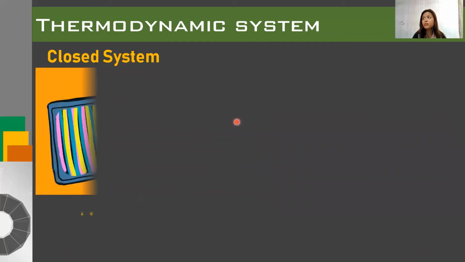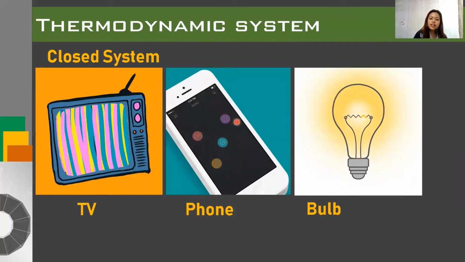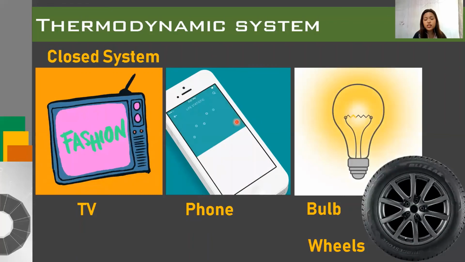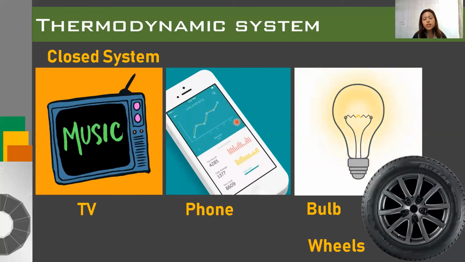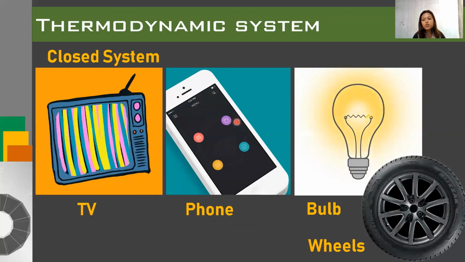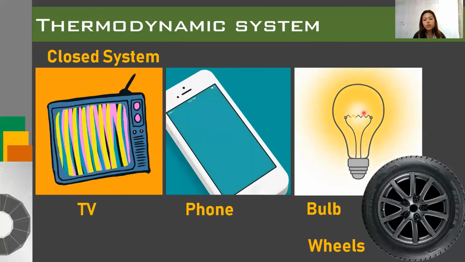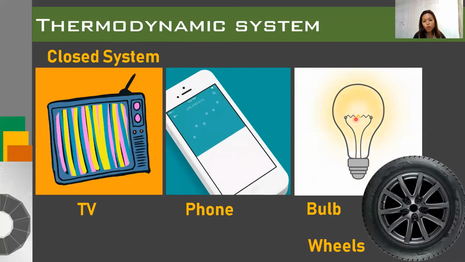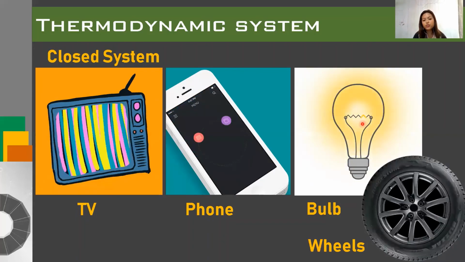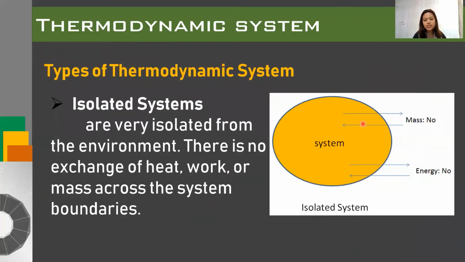Examples of closed systems are the TV, the phone, the light bulb, and also the wheels. Let's take the bulb for example. The energy that flows into the bulb will be dissipated through the system as heat and light. Next in our thermodynamic systems is the isolated system.